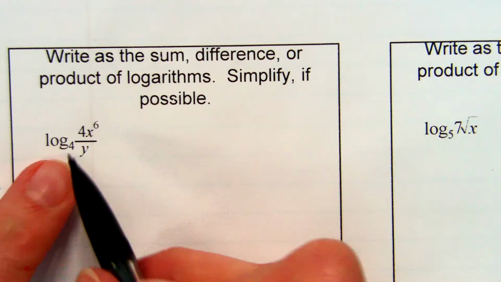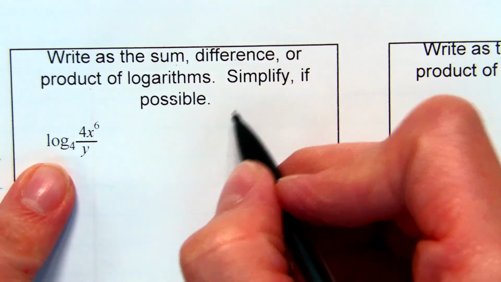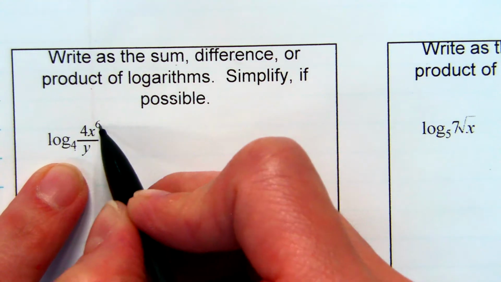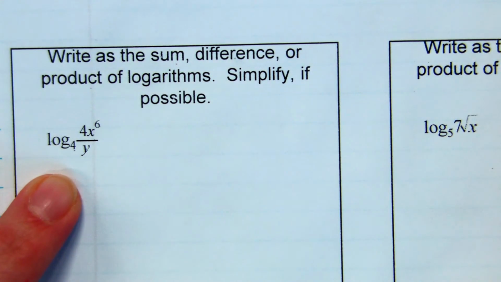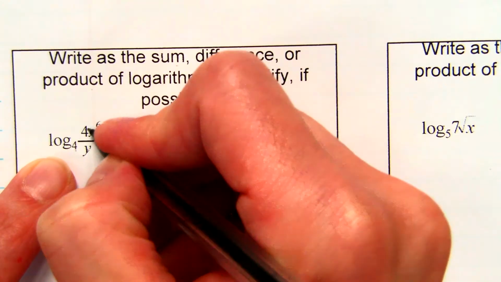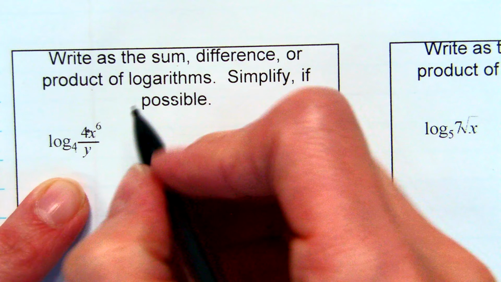All right, so the next one, it's the same steps. It tells us to do a sum, difference, or product. So here's what we're going to do. I have log base 4 of 4x to the 6th over y. I'm going to combine these steps a little bit. Are you going to hang with me? See how this is 4 times x to the 6th divided by y? I'm going to combine 2 steps into 1.